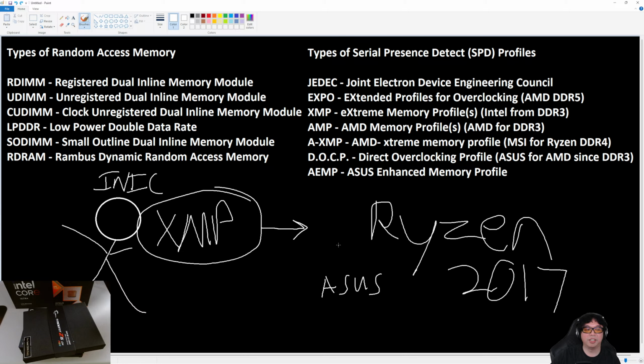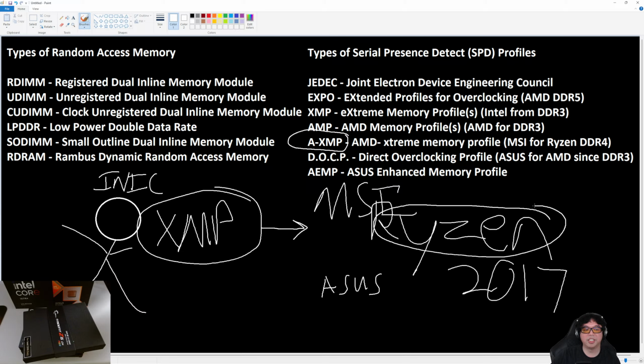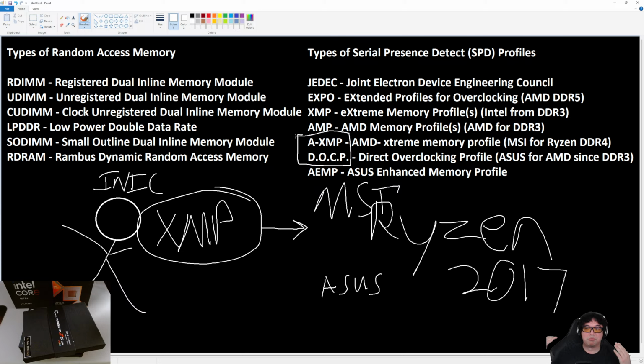Likewise, MSI developed A-XMP for Ryzen. So you could take XMP RAM, install it in an MSI motherboard for a Ryzen CPU, and it would work just as well as if it was on an Intel-based motherboard. So that's basically what these are, guys. These two specifically are motherboard manufacturers' attempt at allowing XMP memory to work on an AMD motherboard without any issues. That's what DOCP, which is ASUS, is for, and that's what A-XMP from MSI is for.